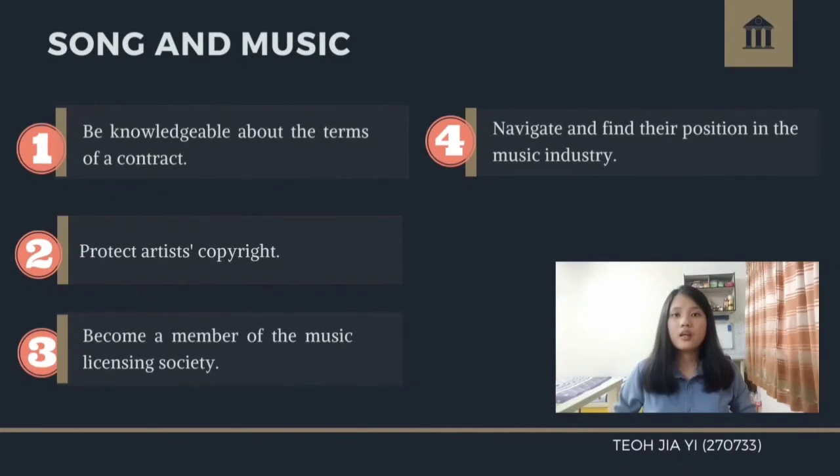In addition, the singers are encouraged to join the Music Licensing Society as a member. For example, Music Copyright Protection Berhad. This society will help its members to obtain music licenses and pay royalty when the music is played and performed. Lastly, music creators must navigate and find their positions in the music industry as the internet continues to transform it.